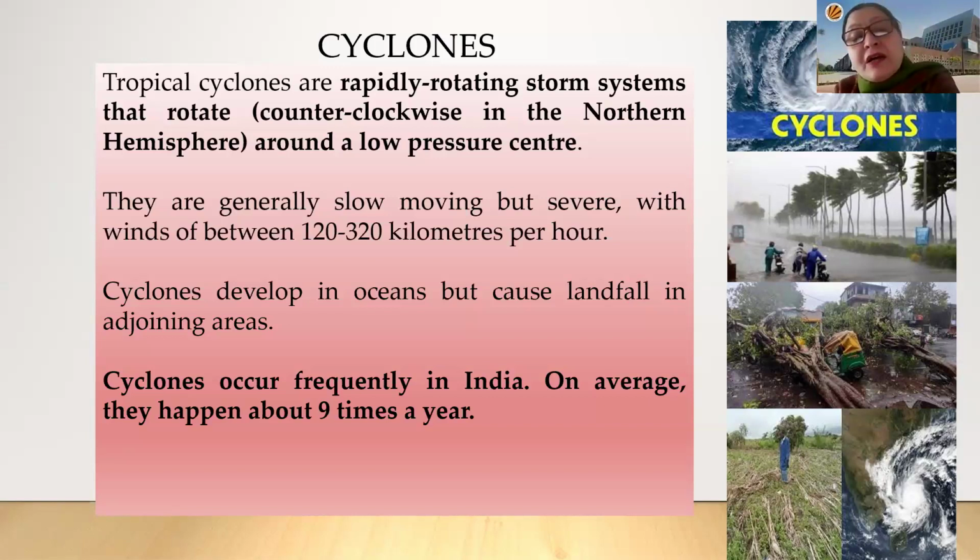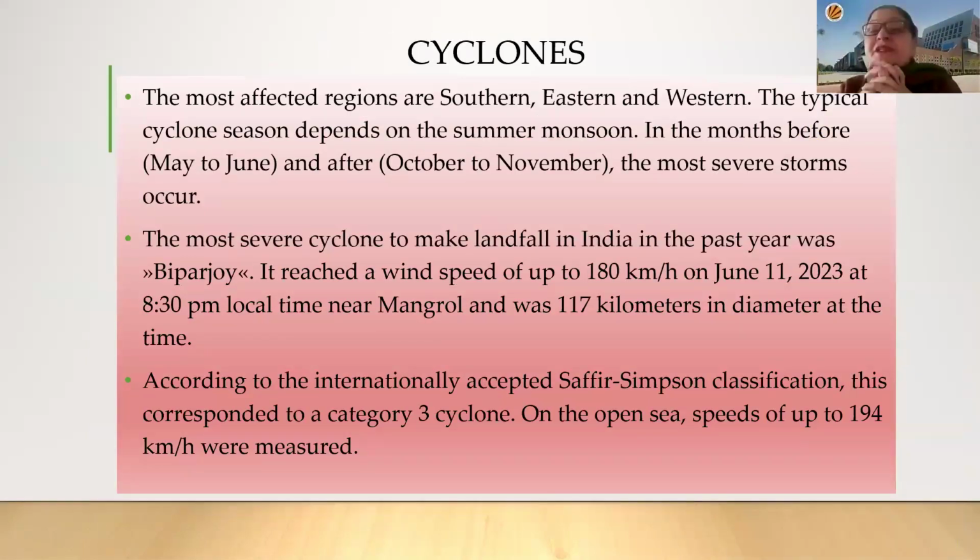The cyclones which occur frequently in India, on an average, our country receives 9 times a year. We receive almost 9 cyclones in a year. The most affected regions are the southern, eastern, and western regions of the country during the summer season. The typical cyclone season is summer, in the months like May to June, and sometime after that, after June or monsoon season, in October to November months, we receive the storms or cyclones.